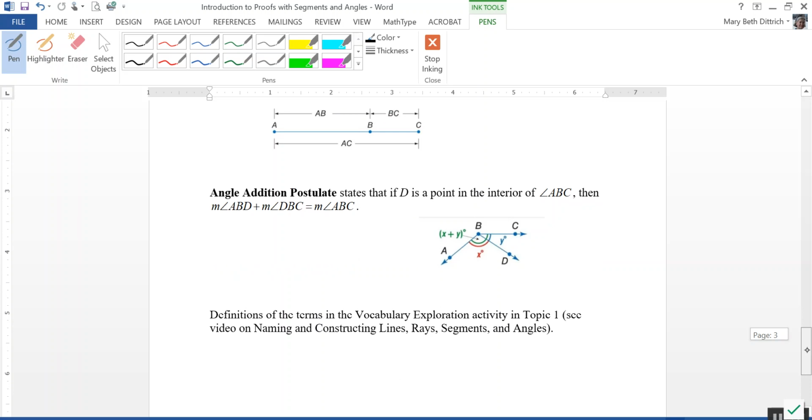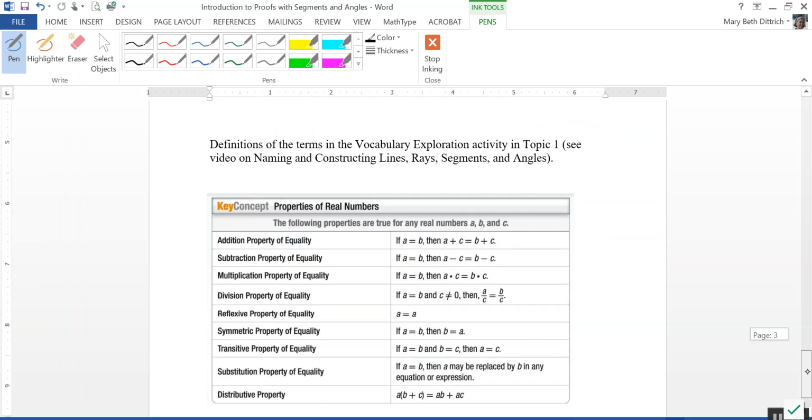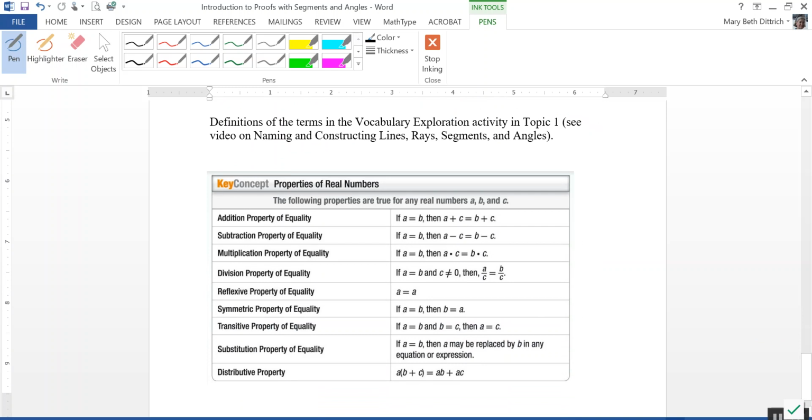I would also like you to refer to the definitions of the terms that you saw in the vocabulary exploration activity in topic 1. You can reference my previous video on naming and constructing lines, angles, segments, and rays for that. Also, here are some properties of real numbers which apply to segments and angles as well. We saw the addition property where you can add the same thing to both sides of an equation. There's also the subtraction property. We saw that as well, where you can subtract the same thing from both sides of the equation. Multiplication and division, those don't come up quite as much in geometric proofs, but they can.